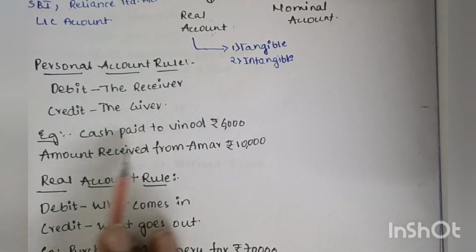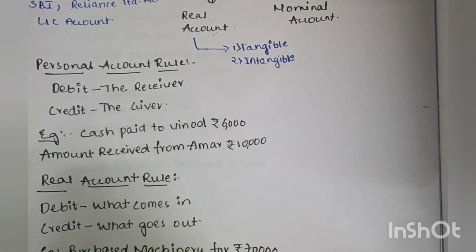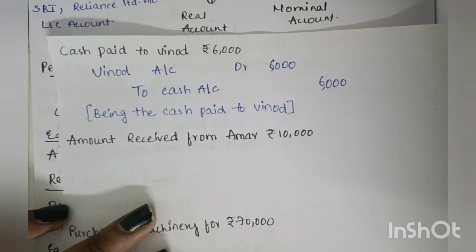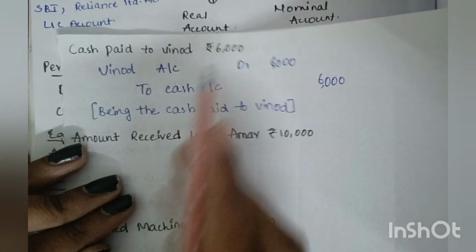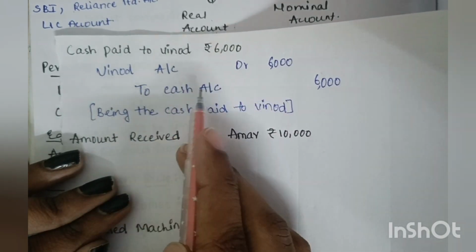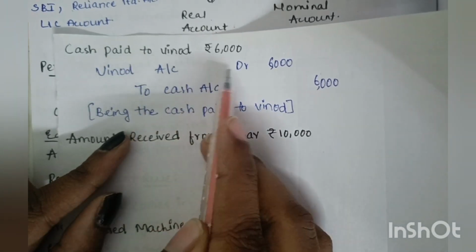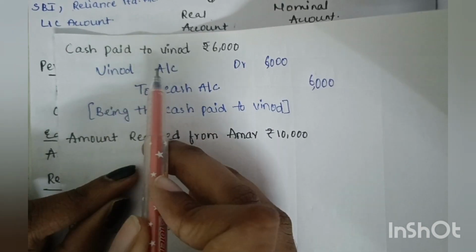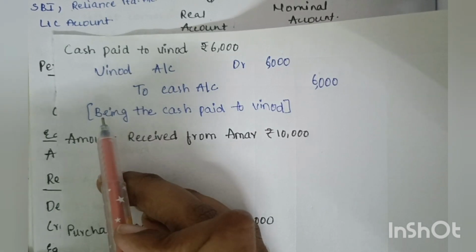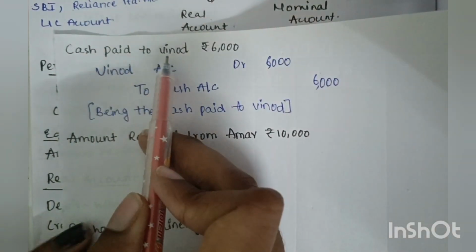For example, cash paid to Vinod rupees 6,000 and amount received from Amar rupees 10,000. Now let's discuss the journal entries for both. Cash paid to Vinod rupees 6,000: Vinod account debtor to cash account. After writing Vinod, you have to leave some space, and leave space here also. Vinod account debtor to cash account, 6,000 and 6,000. For writing the narration, you must start with the word being. Being the cash paid to Vinod. Why Vinod? Because Vinod is a receiver.